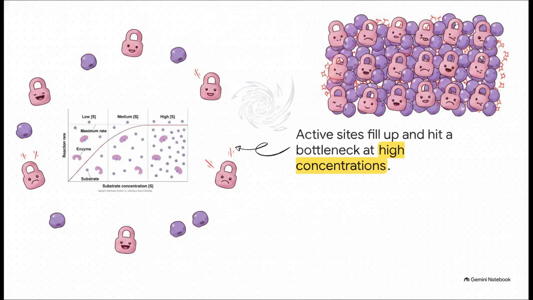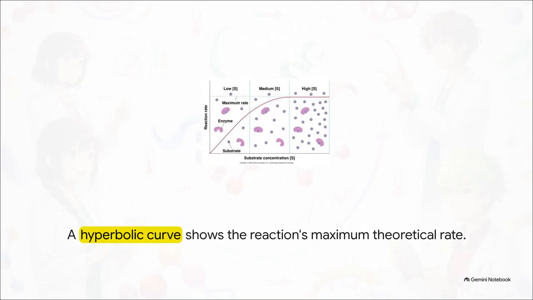We hit that rate-limiting bottleneck we talked about earlier. Every single enzyme molecule is occupied, constantly locked in that enzyme-substrate complex. Adding more substrate at this point won't speed things up one bit. The enzyme is officially saturated. And this brilliantly illustrates the resulting data from our test tubes. When we plot our reaction rate against the substrate concentration, we don't just get a straight line. We get this iconic hyperbolic curve.